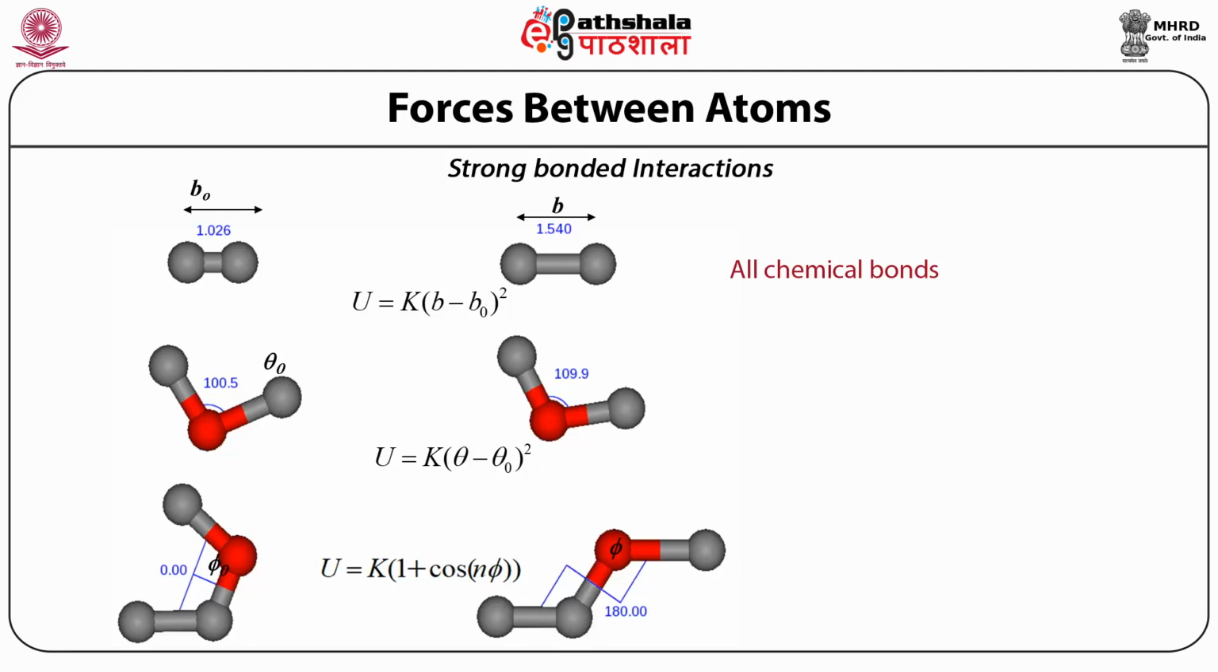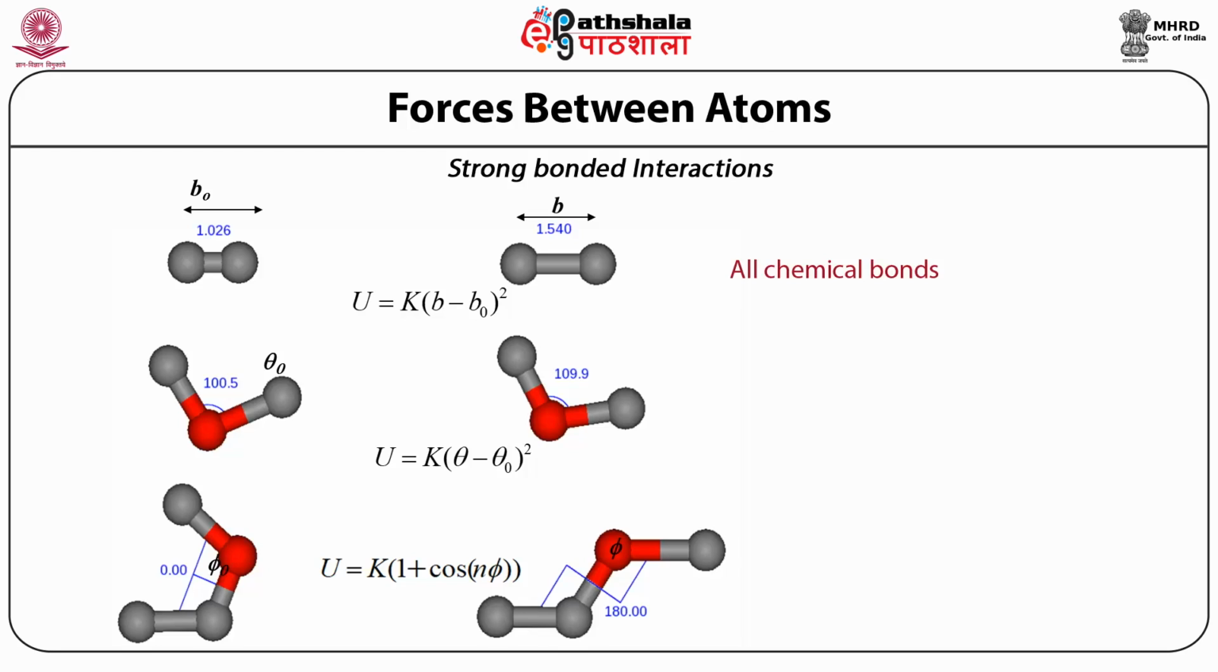The left hand side shows the average interactions of each of these bonded atoms found from crystallographic data within certain minimum errors, and depicted here as zeros, like B0, theta 0 and dihedral angle K0.